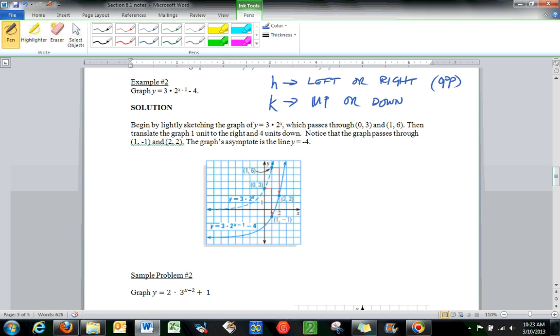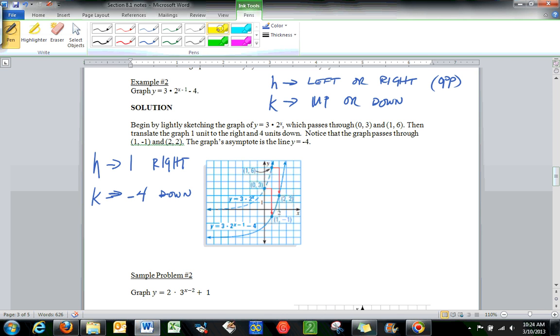So you can see the exponent here is x minus 1. So the h is being represented by that 1. So we can see here that the h is equal to 1 and that the k is equal to negative 4. And so that means we're going to shift this 1 to the right and down 4. Now, we've got two choices here.